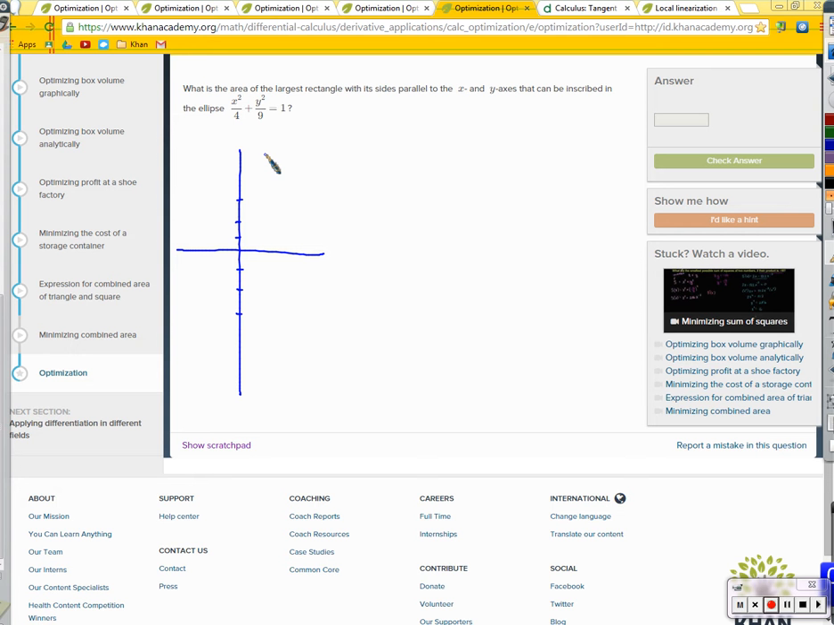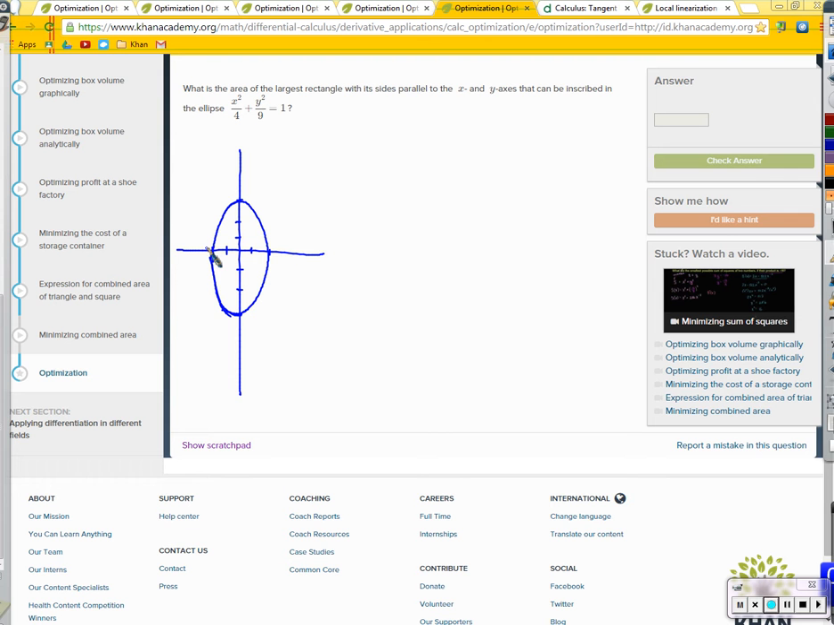And then, so how far out do you think this goes in the x direction? See, you're catching on already. 2. Okay, you know what an ellipse looks like? It looks something like this. That looks good. They want to know what's the largest rectangle with sides parallel to x and y that can be inscribed in this ellipse.